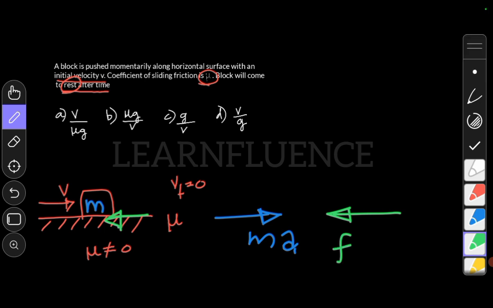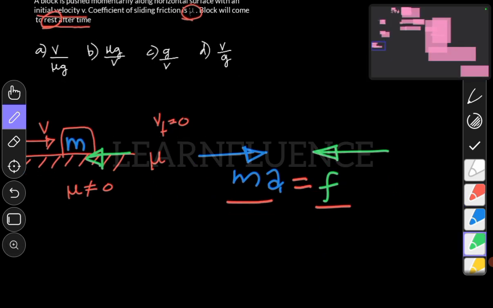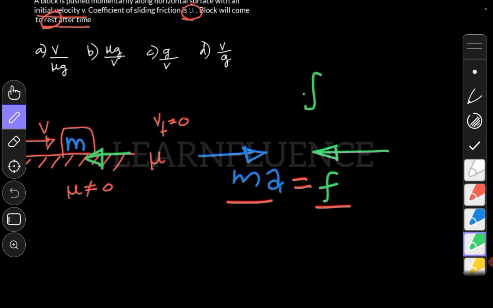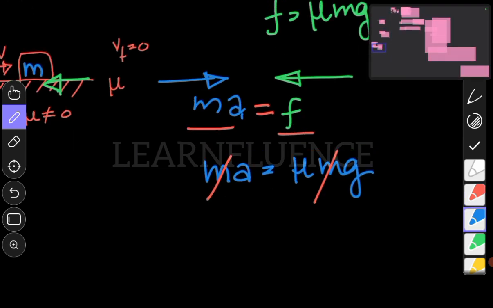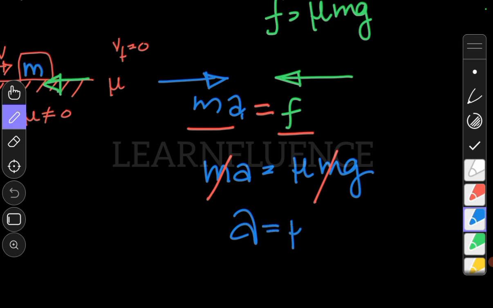So in order for the body to stop its motion, the applied force and the frictional force should be equal, right? So we know the equation for the frictional force: F is equal to mu into m into g. From this we can conclude that ma is equal to mu into m into g, right? So the m on both sides of the equation gets cancelled and we get that a is equal to mu into g.